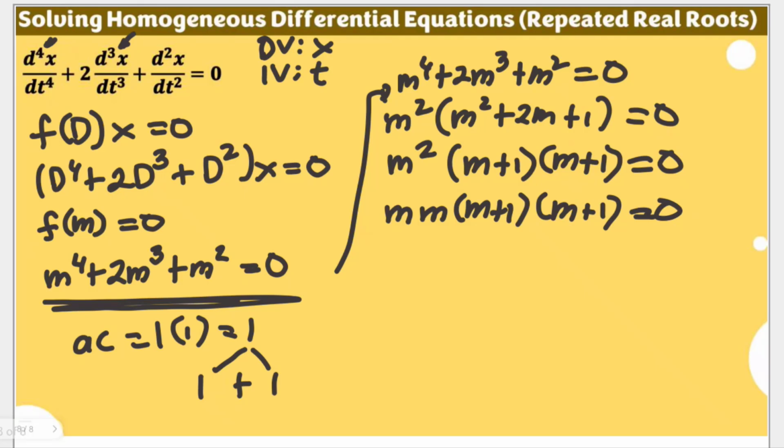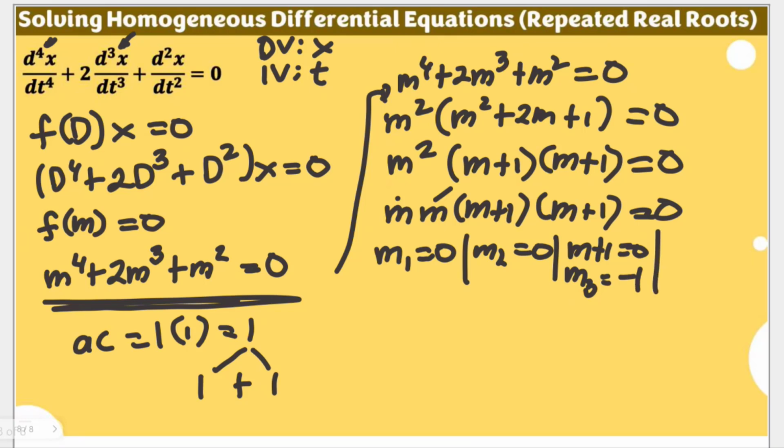The first root is when it is 0. The second is, of course, when it is 0 as well. The third one, when m plus 1 is 0, so your third root is negative 1. You also have the fourth one, m plus 1 equal to 0, so your fourth root is negative 1 as well. As you can see, there are 2 roots that are repeated. Hence, it follows the claim that they have repeated real roots.